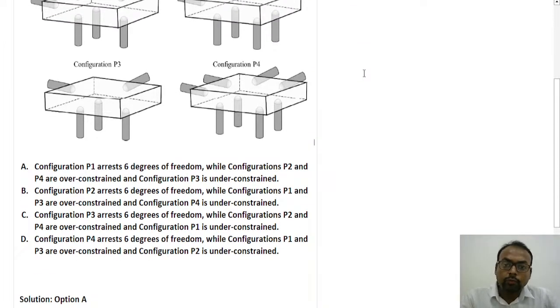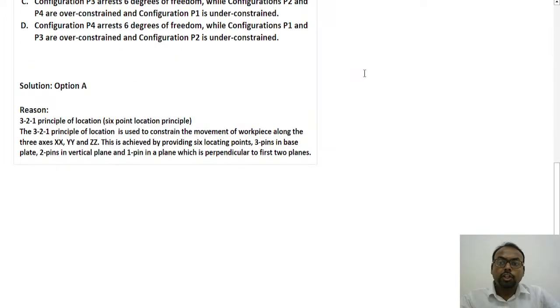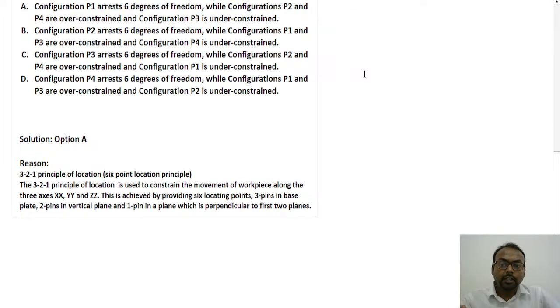For that, we have to follow the 3-2-1 principle of location, also called the 6 point location principle. In this principle, we arrest the 6 degrees of freedom with the help of 6 different pins on different surfaces. The 3-2-1 principle of location is used to constrain the movement of the workpiece along the three axes x, y and z.